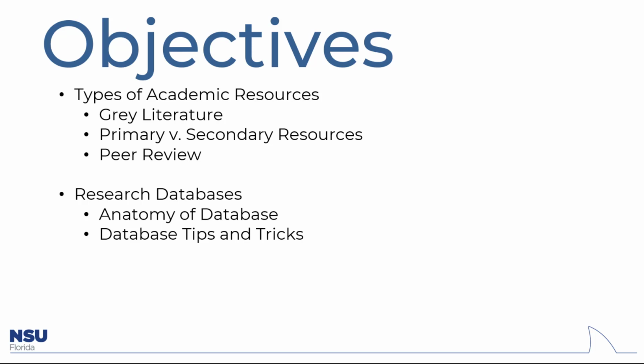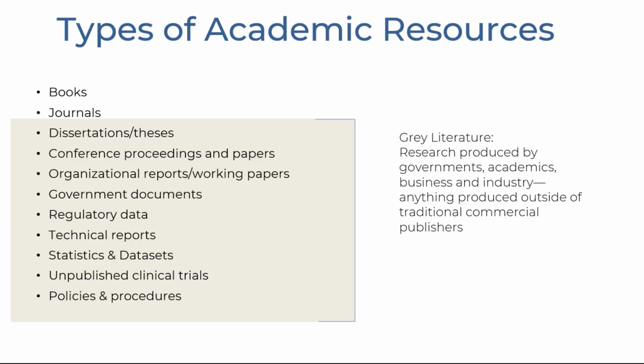We'll discuss a little bit about gray literature, primary versus secondary resources, and the peer review process. Then we'll move on to research databases. I'll review the anatomy of a database, as well as some database tips and tricks. So there are many kinds of academic resources.